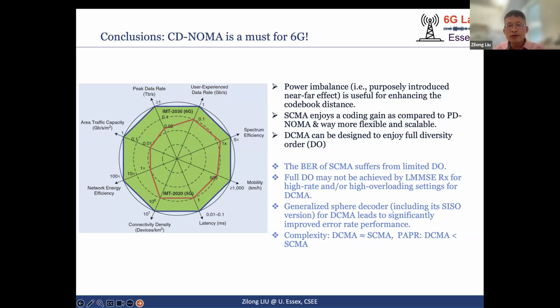And in terms of the diversity order, we have shown that DCMA can be designed to enjoy the full diversity order, and this can be reflected in the BER of DCMA. In comparison, SCMA suffers from limited diversity order. In terms of complexity, for the small-scale DCMA system and the small-scale NOMA setting, these two systems have comparable complexity. And in terms of the PAPR, we have some results to show that DCMA enjoys a lower PAPR.